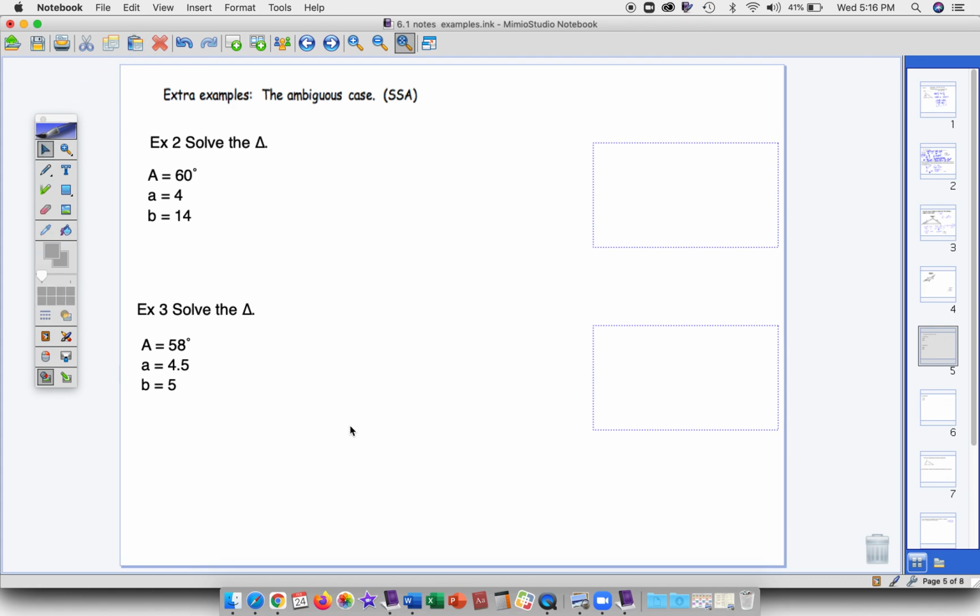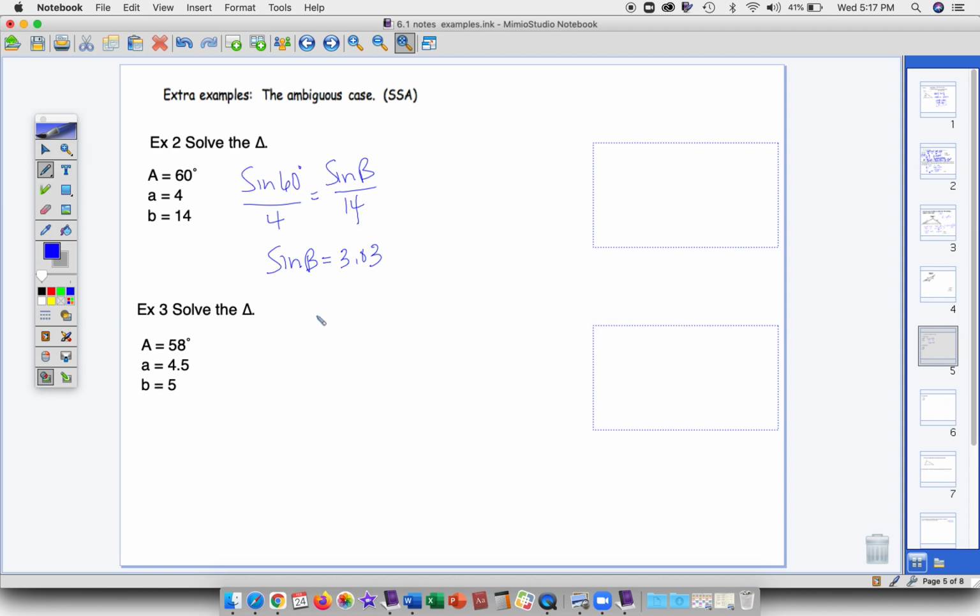Okay, let's see how you did. For the first triangle, I'm just going to write this out real quick. I'm solving for angle B. If you were puzzled on this one, let's see what happens here. I'm doing 14 sine 60 and dividing by 4. I get that the sine of B is equal to 3.03, and it goes on and on.